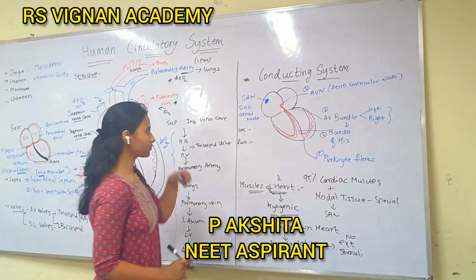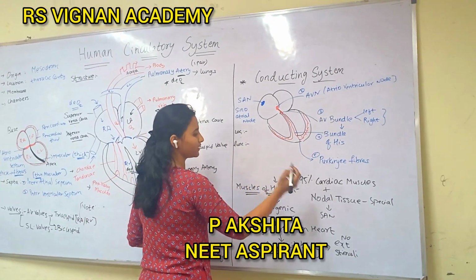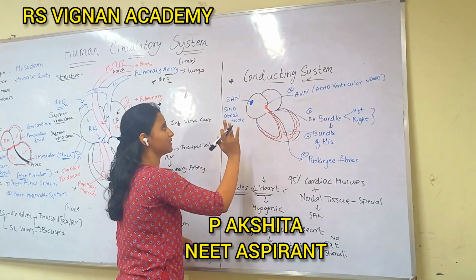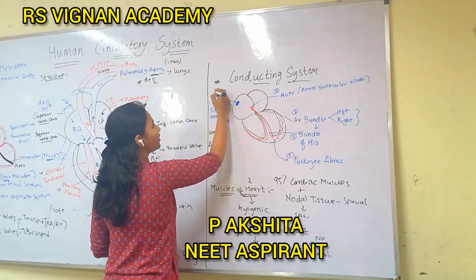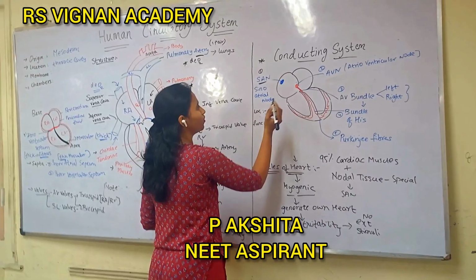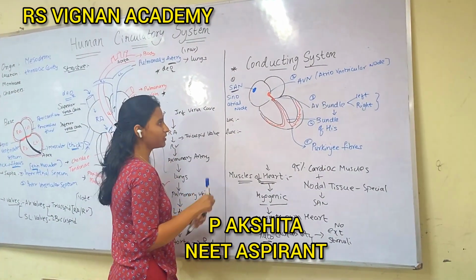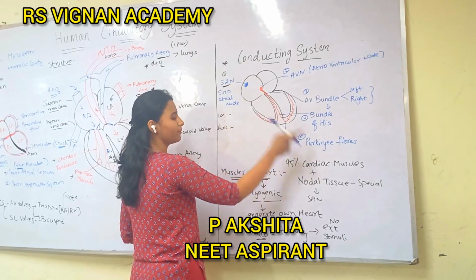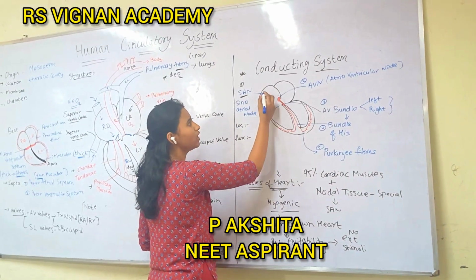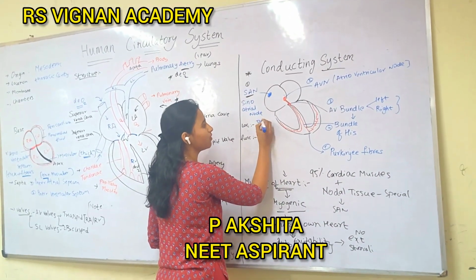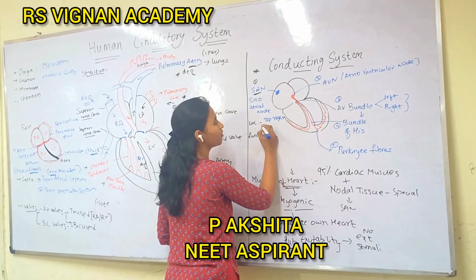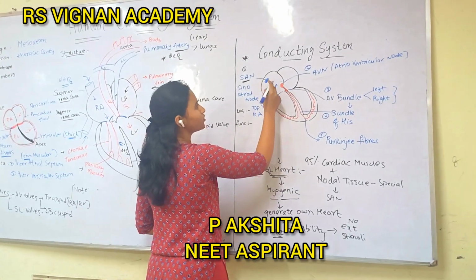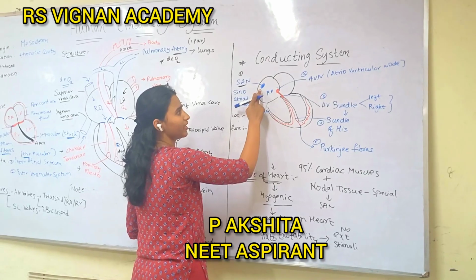Now we'll be discussing the nodal tissue. How are the impulses conducted throughout the heart muscles? Now the first one is the sinoatrial node. Where is it located? This is actually a patch of nodal tissue, which is present at the top right corner of the right atrium. This is the right atrium. So it is present at the top right corner of the right atrium.